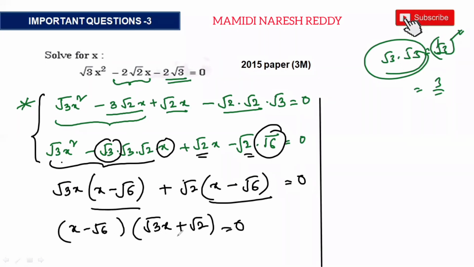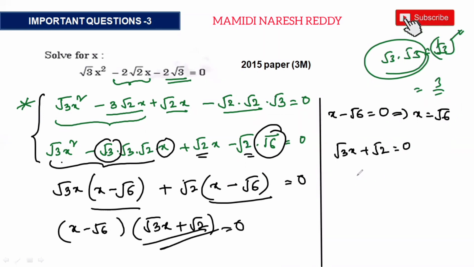Now next, as the product of these two terms is equal to 0, then we can make each and every term equal to 0, children, or any one term also equal to 0. But we need to make each and every term equal to 0. So first of all I am taking x minus root 6 is equal to 0. So what you get, my friends, x is equal to root 6. And again the second term, root 3 x plus root 2 is also equal to 0. So as we need to find the x value, root 3 into x I'm writing here, and plus root 2 sending that side, we get here minus root 2. Now x is equal to minus root 2 by root 3.